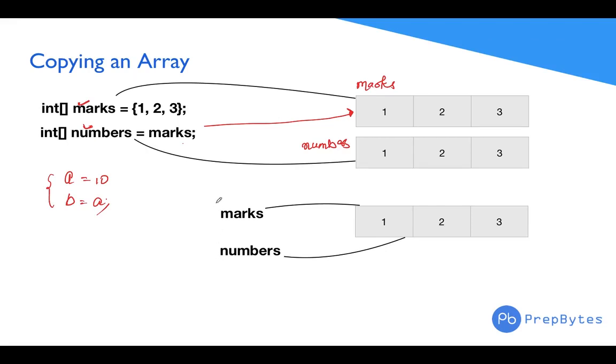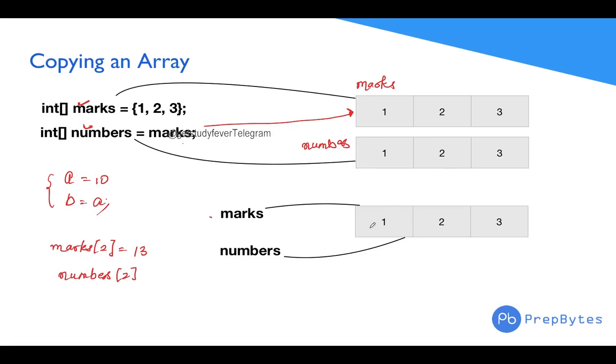And if you make a change in any of these arrays, so if you try to change marks[2] equal to, let's say, 13, and if you try to access numbers[2], you will get the value as 13. So both of them are pointing to the same array, which you didn't want. You wanted marks to be a separate array, numbers to be a separate array. You wanted two different copies.